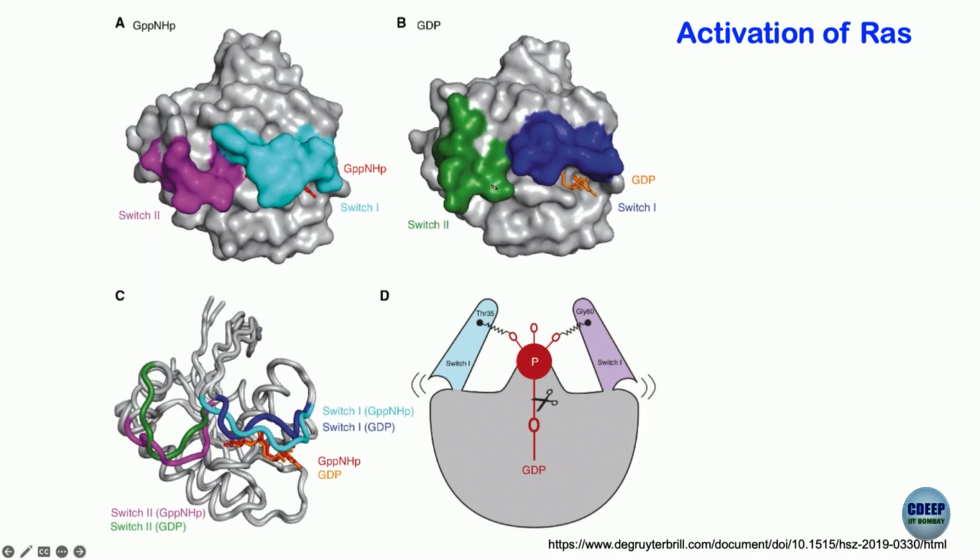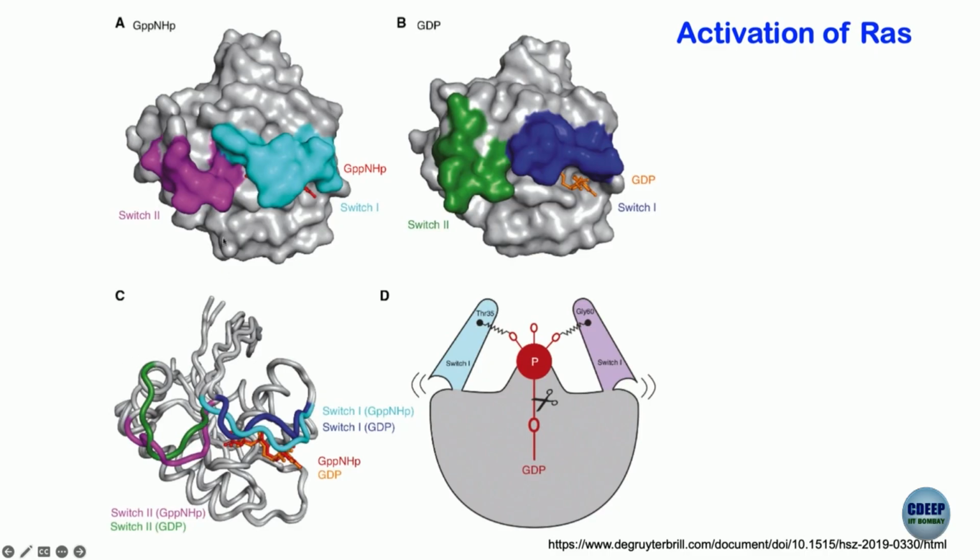Whereas in GDP, your switch 2 region is shown in green, switch 1 region is shown in blue violet color and orange is your GDP. Do you guys see there is a difference between these two structures? Gaurav, what do we see? Switch regions. Do you see the switch regions are slightly different in both the conditions, and this structure is an overlap of both of them, which is trying to show that.